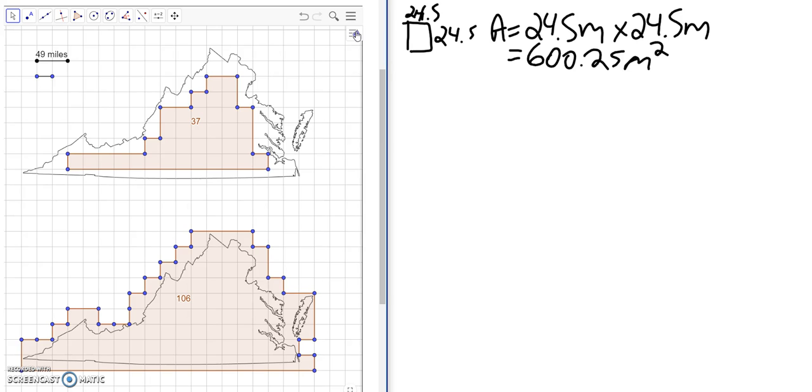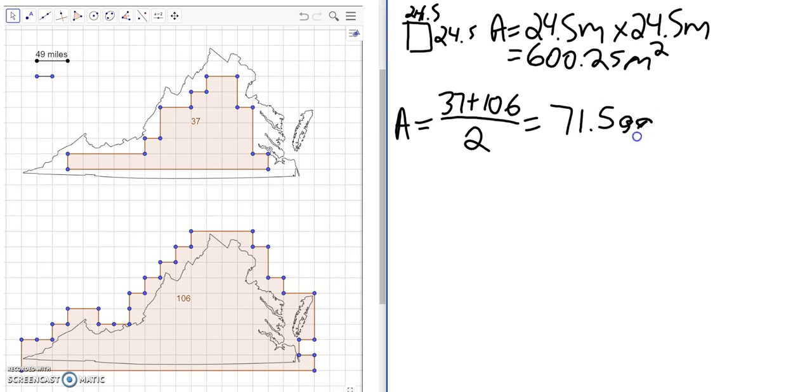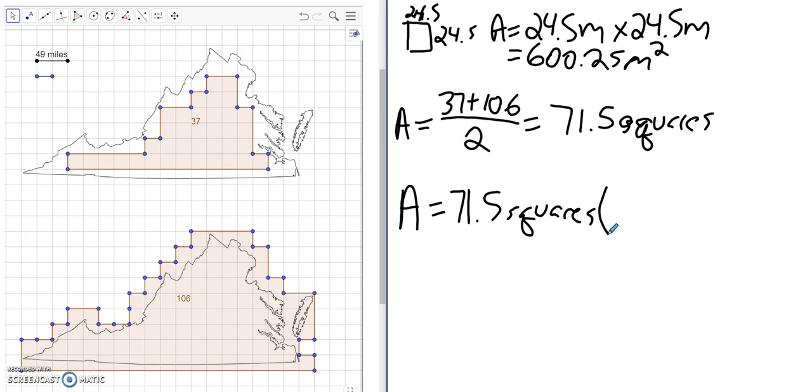So if I want to figure out how many boxes I have, I'm going to just do my squares here. I know that I'm going to just do the average. So that's 37 plus 106 over 2. This gives me 71.5 squares as my average. So I know that the area of Virginia then would be the 71.5 squares from my grid, and then that is 625 square miles per square.